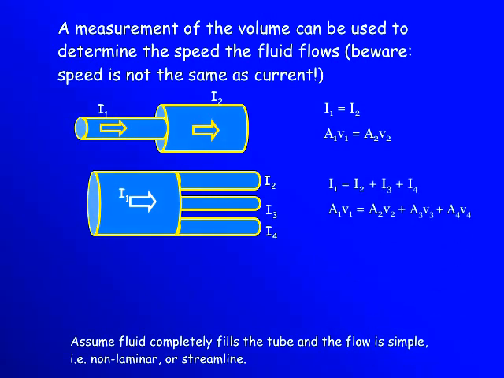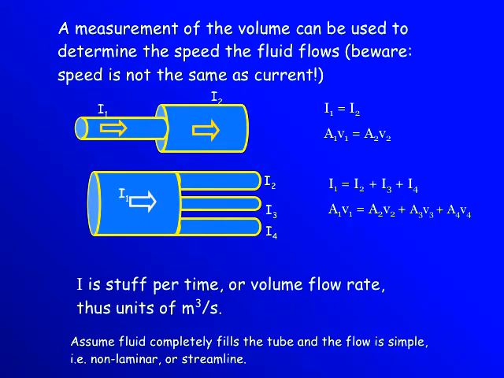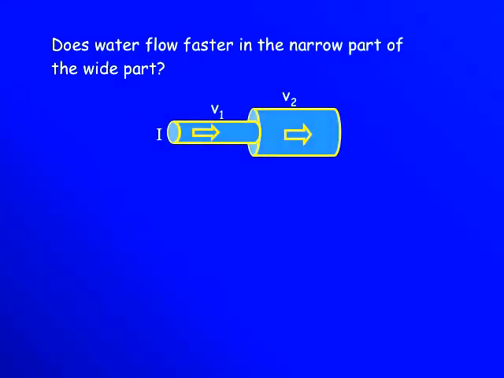So again, I1 in the lower example here is equal to I2 plus I3 plus I4, which means A1 times V1, which is I1, is equal to the sum of the products of A times V for 2, 3, and 4. So I is stuff per time, or flow rate. The units in this case, the stuff, the volume, is meters cubed per second. So does the water flow faster in the narrow part or the wider part? Well, you know that the water flows faster in the narrow part. V1 is greater than V2 in proportion to how much smaller A1 is than A2.